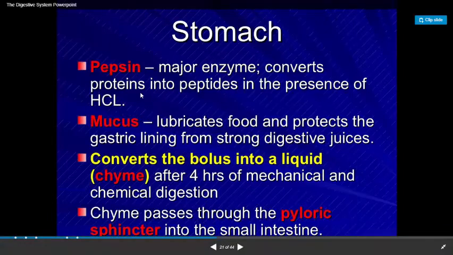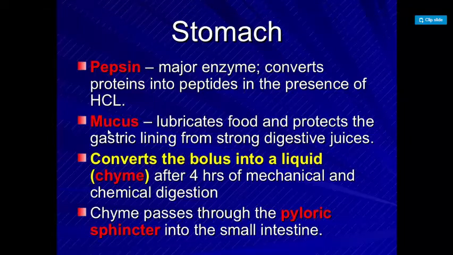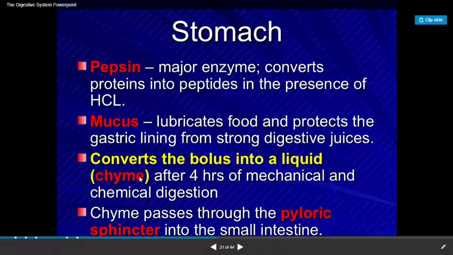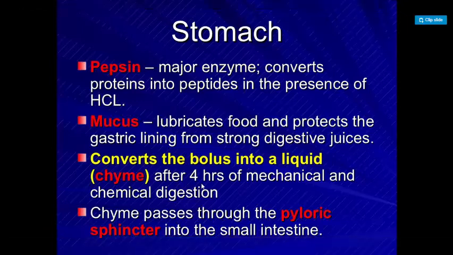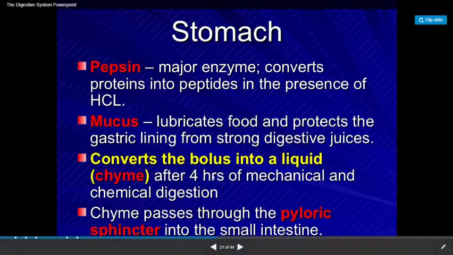What do we have in the stomach? Pepsin. Pepsin is responsible for breaking down protein in the presence of hydrochloric acid, which is the acid present in your stomach. You have mucus. Mucus helps make your food more moist and softer so it can pass to your intestine. And then, because of the strong actions of the stomach, it converts the bolus of food, which was a soft ball, into a liquid that we call chyme. How long does your food stay in your stomach? It stays for 4 hours, undergoing mechanical and chemical digestion, until it is pushed down into your small intestine.